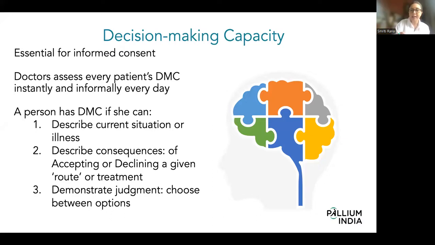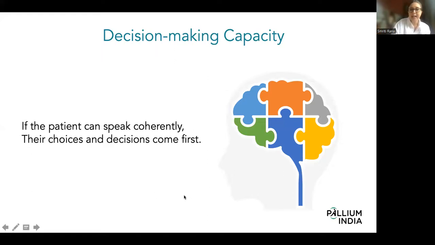Okay. And the third is the person should be able to demonstrate judgment. They should be able to make choices between two interventions, and they should be able to explain to you the rationale as to why they chose it. So these three things together tell you what decision-making capacity of a person is. And if the patient can speak coherently, their choices and their decisions come first. If a patient can speak coherently and they decide that this is what I want, then the healthcare team has no choice but to honor that, ideally.